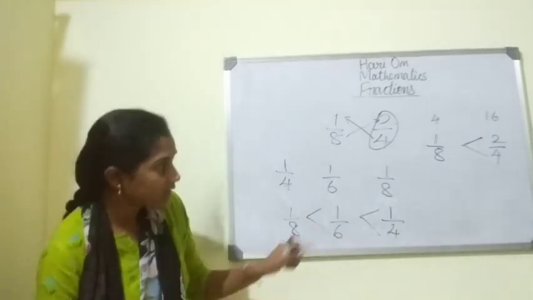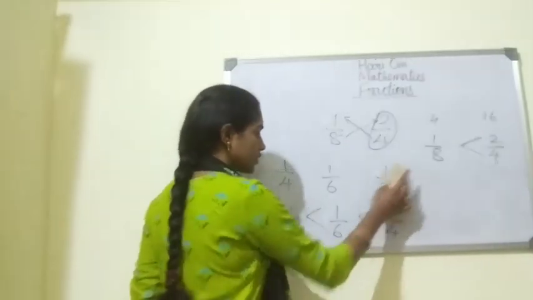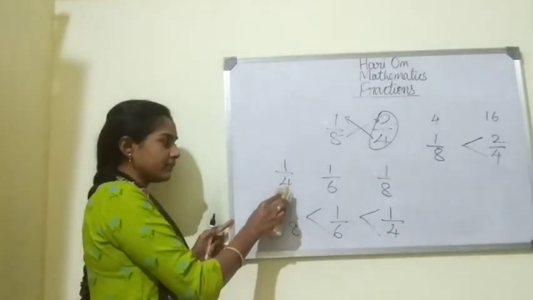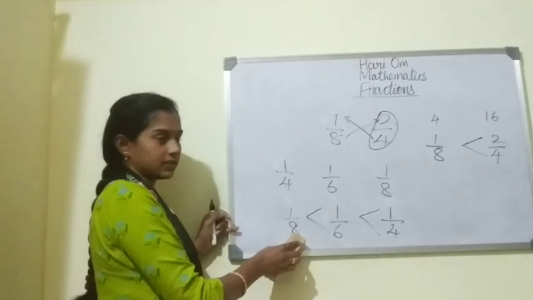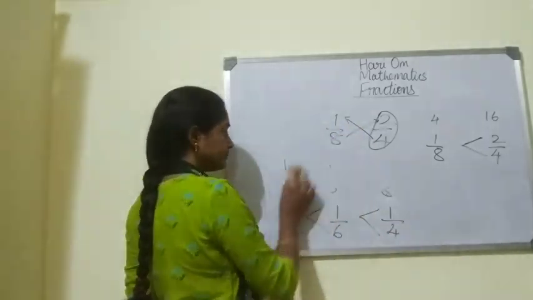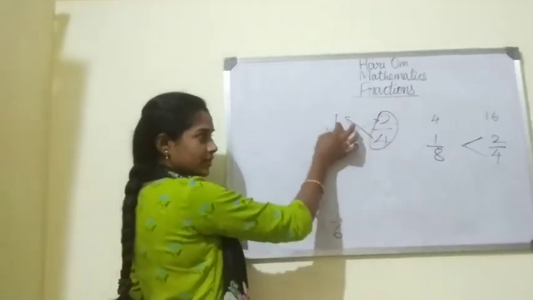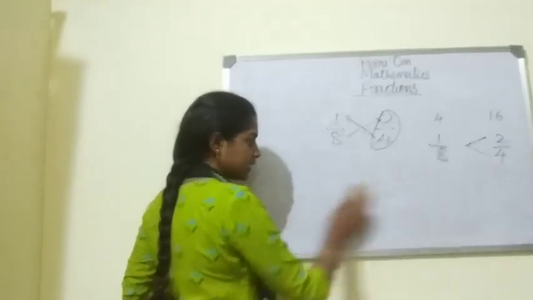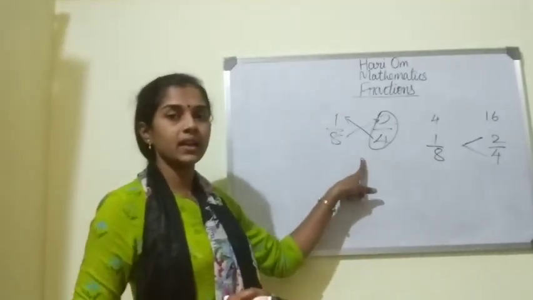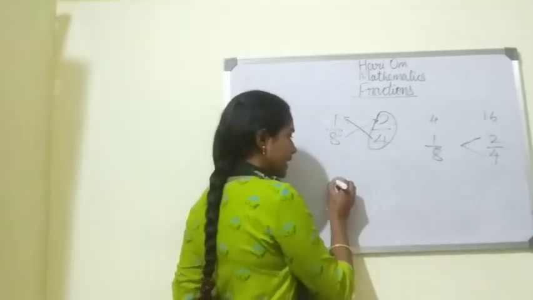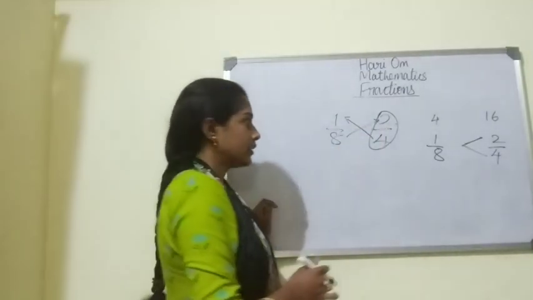Understood, children? We can also compare this in a different method by taking the LCM. This you learned: with the same numerator and different denominators, the greater denominator gives the smallest fraction. But here in unlike fractions, both numerator and denominator are different. We did the cross multiplication and found which is greater. This we can also find by taking the LCM. By the LCM we can convert them into like fractions and compare the numbers.